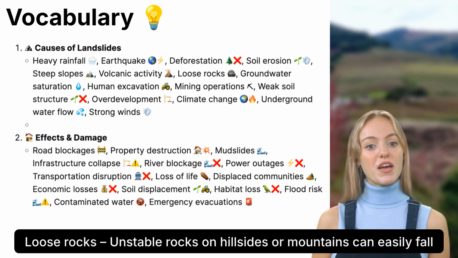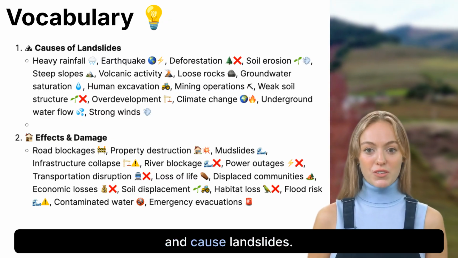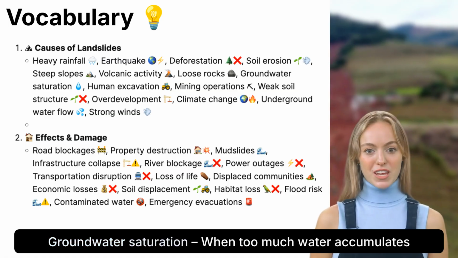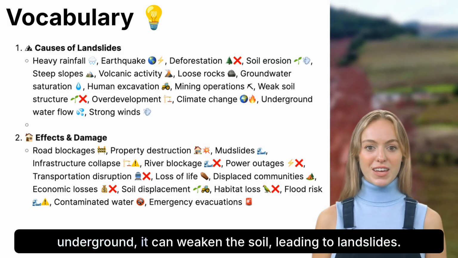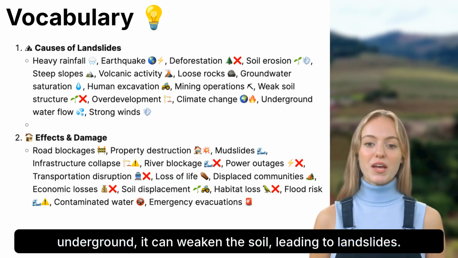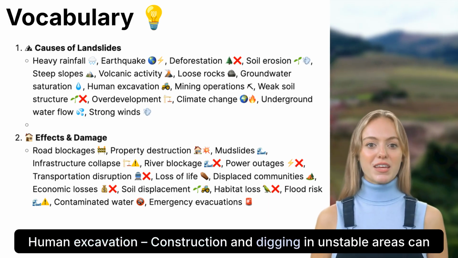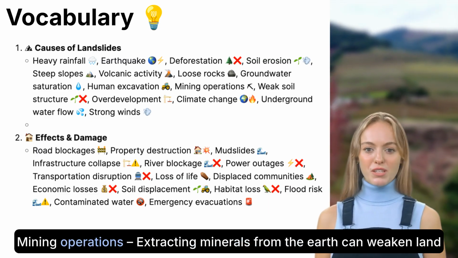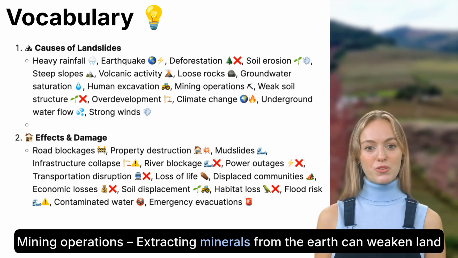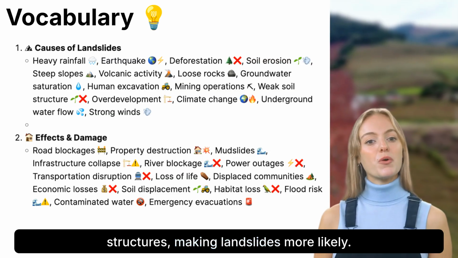Loose rocks. Unstable rocks on hillsides or mountains can easily fall and cause landslides. Groundwater saturation. When too much water accumulates underground, it can weaken the soil, leading to landslides. Human excavation. Construction and digging in unstable areas can trigger landslides. Mining operations. Extracting minerals from the earth can weaken land structures, making landslides more likely.